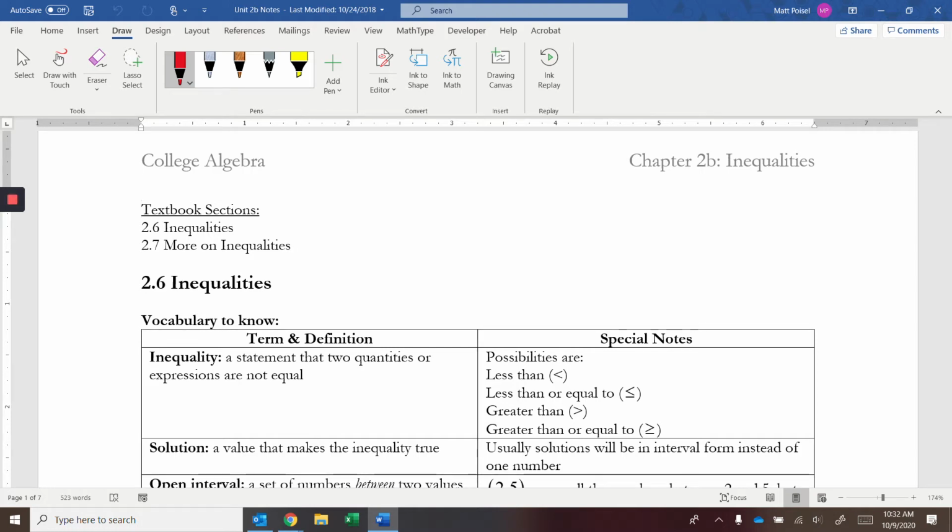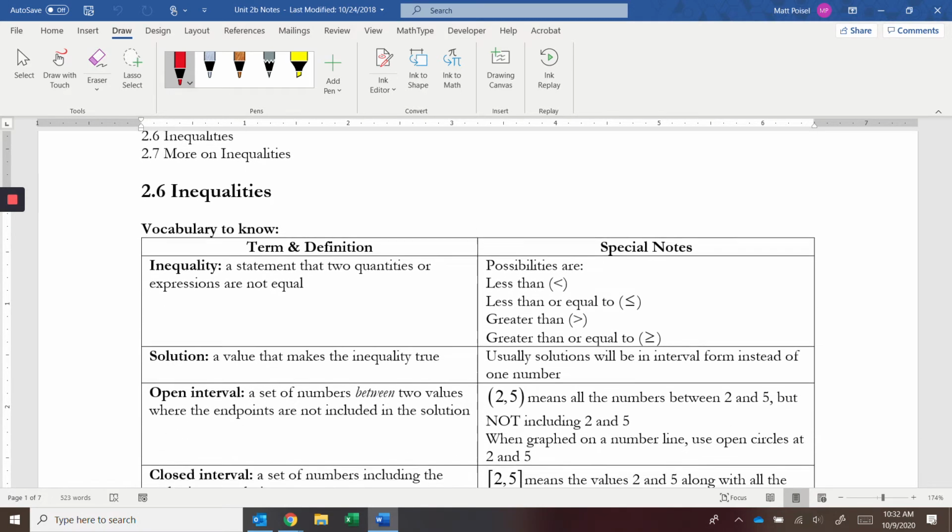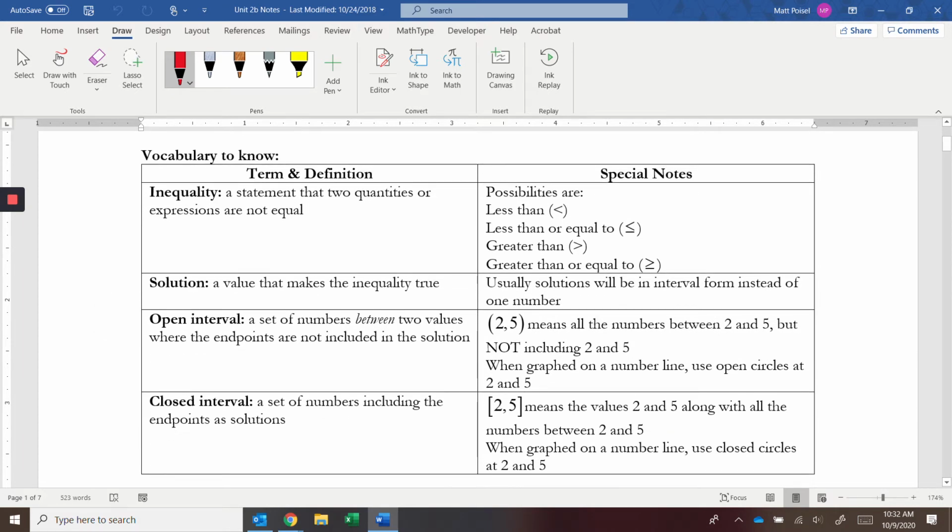This is section 2.1, Inequalities. First, we're going to go through and look through some vocab real quick. An inequality is just a statement that two quantities might not be equal. Now, again, we've got four different choices over here. We've got less than or equal to, greater than or equal to.